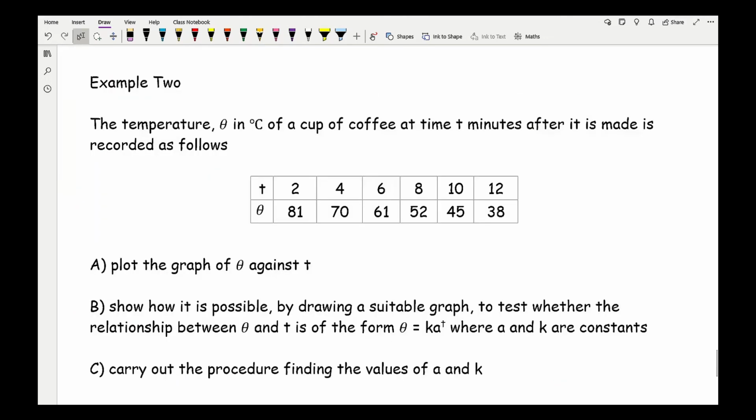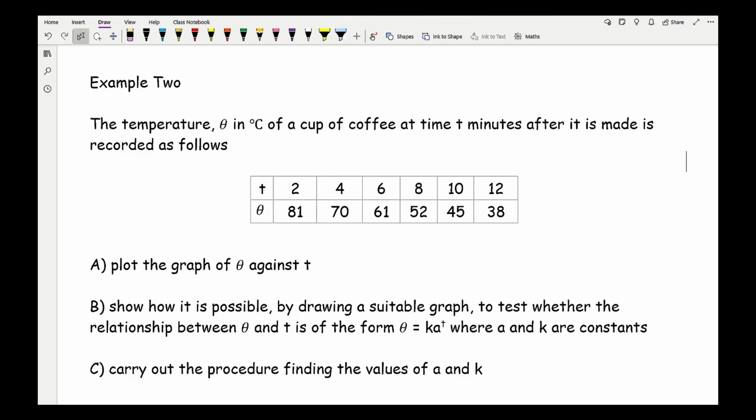So moving on to example 2. This question reads, the temperature theta in degrees Celsius of a cup of coffee at time t minutes after it is made is recorded as follows. So here we've got a table and we've got the time in minutes elapsed, going up in 2, 4, 6, 8, 10, 12, and we've got the temperature of that cup of coffee, and it's going from 81 to 70 to 61 to 52 to 45 to 38 degrees respectively.